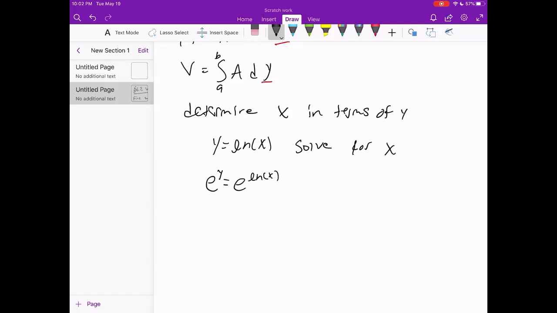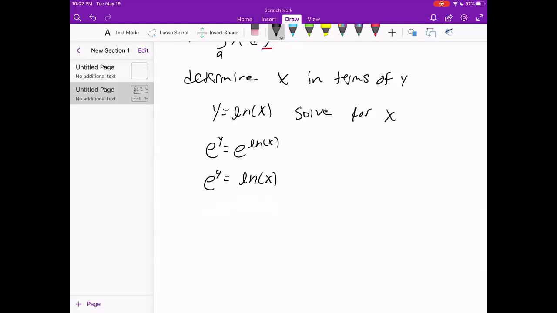And you'll remember, the reason I do that is because e and ln undo each other. So I'm going to get e to the y is equal to x. Sorry, they undo each other, is what I said. So e to the y is equal to x, and that tells me what x is.